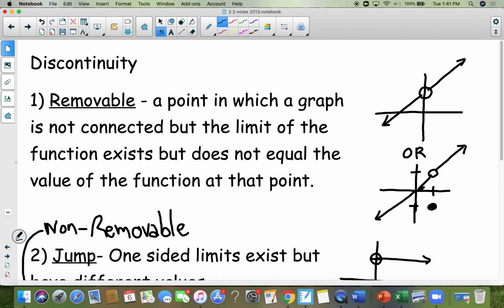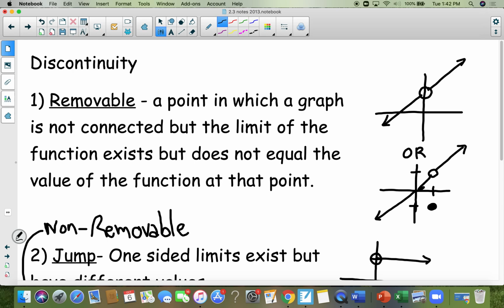It's not connected, but the limit of the function exists. They're not connected, but does the limit exist at 0 or 1? 0, it does exist here. 1 exists there. But the limit of the function exists, but does not equal the value of the function at that point. Both of those are called removable discontinuity.